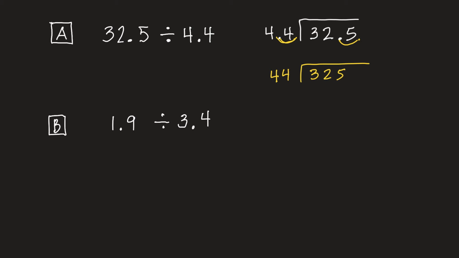Here we go. 1.9 divided by 3.4. Don't fall into the trap. A lot of people put the larger number inside all the time, but it is not the case this time. It says divided by the larger number. So there we go. Write it down.